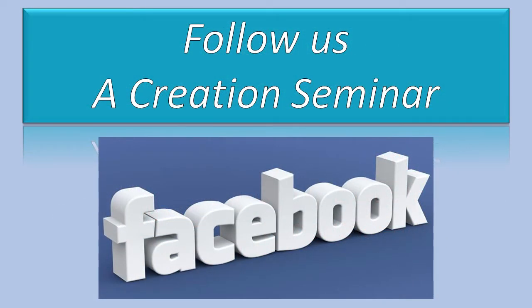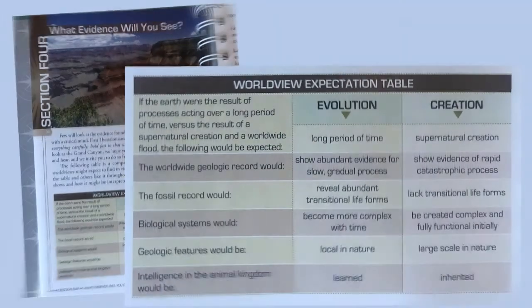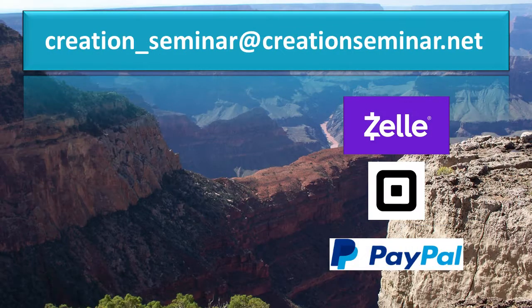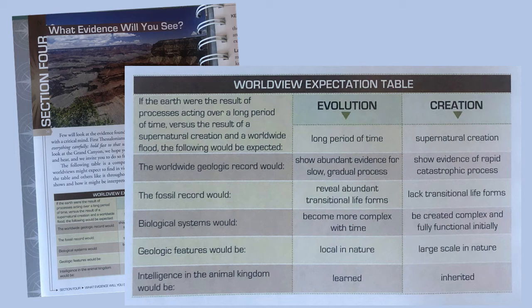One of the charts in this book talks about the differences between the Grand Canyon from an evolutionary worldview or a creationist worldview. One looks at it as a long period of time, and one as a supernatural creation. Another shows abundant evidence for slow, gradual process. As far as the worldwide geologic record, the evolutionists believe it shows an abundant amount of evidence for slow, gradual process, where a creationist views it as showing evidence of a rapid, catastrophic process.